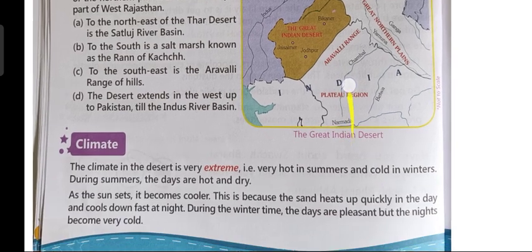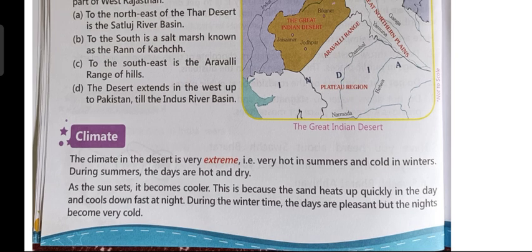Okay, now we will move to climate, children. The climate in the desert is very extreme, that is, very hot in summers and cold in winters. During summers, the days are hot and dry. As the sun sets, it becomes cooler. This is because the sand gets heated up quickly in the day and cools down fast at night. During the winter time, the days are pleasant, but the nights become very cold.